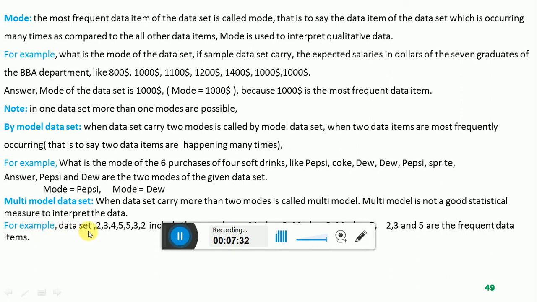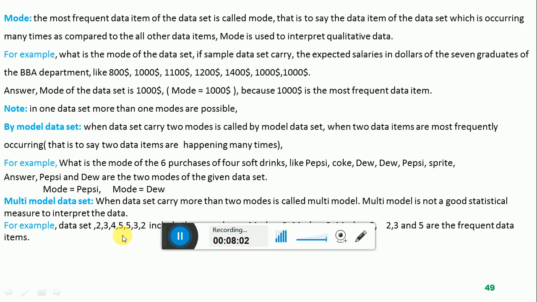For example, data set 2, 3, 4, 5, 5, 3 and 2. This is the given data set. In this data set you can see, students, that 2 is happening 2 times, 2 and 2. 3 is also happening 2 times, 3 and 3. 5 is also happening 2 times, 5 and 5. So it means the mode of this data set is a 3.